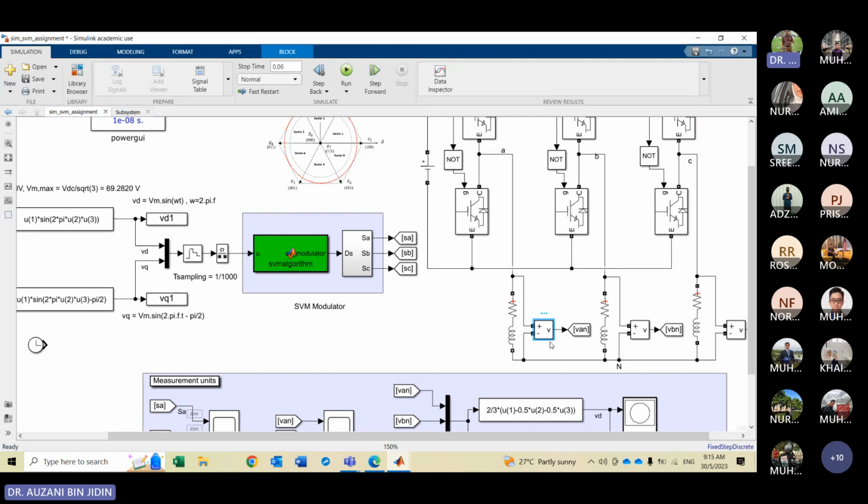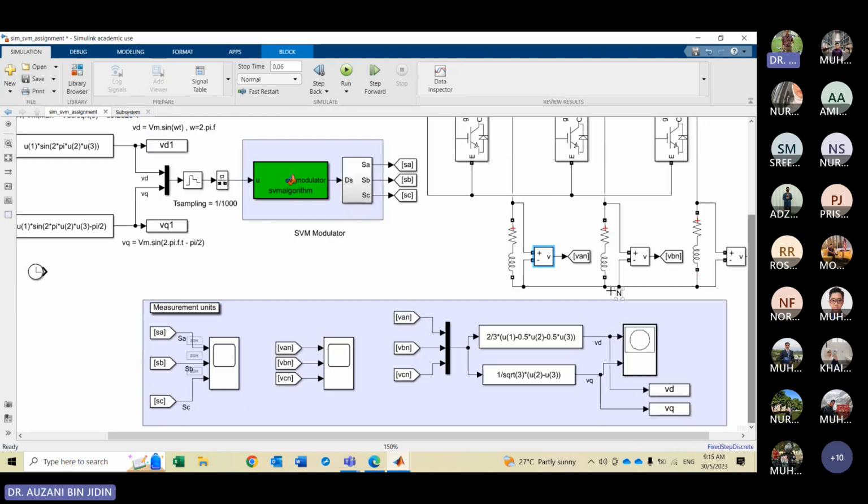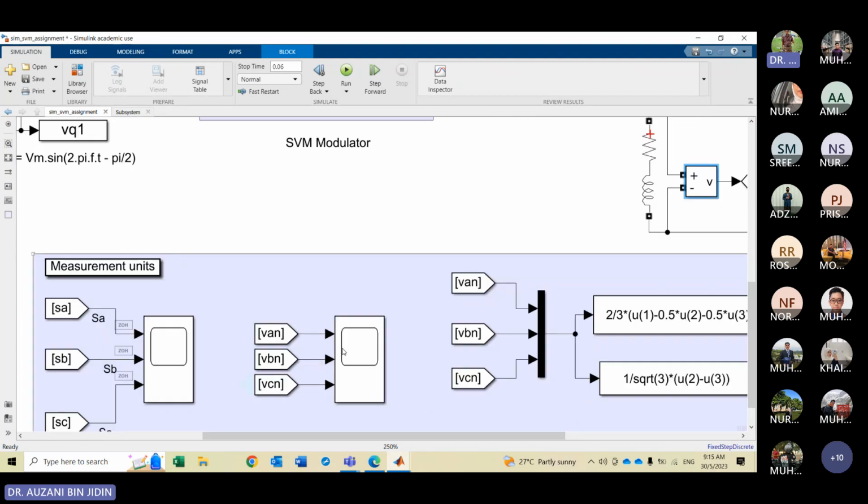So this one is already provided, right? Okay, already provided. These three signals connect to the scope here. Then you can measure the phase voltage.